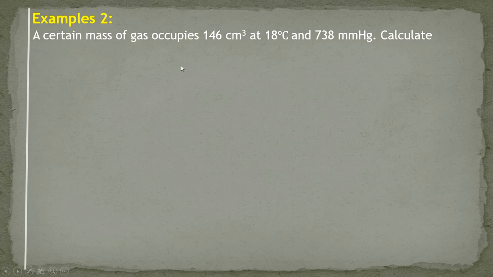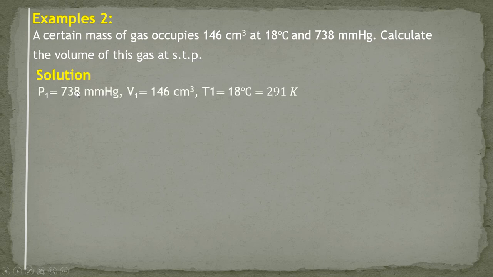Look at example 2. A certain mass of a gas occupies a given volume at a given temperature and a pressure of 738. Calculate the volume of this gas at STP. What is our P1? 738. What is our V1? 146. What is our T1? 18 degrees Celsius, which is the same as 291 Kelvin. What is standard pressure? 760 millimeters of mercury. What is our volume 2? We don't know.